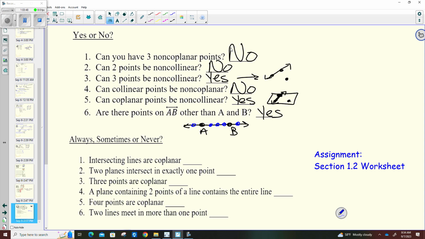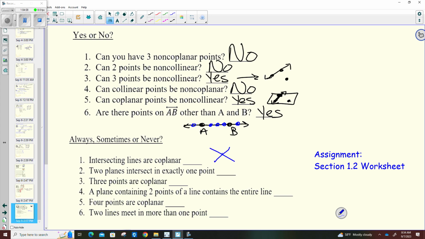Okay, so there's lots of different points on line AB. A and B were just the 2 we chose to give a name to help us name the line. All right, now we got always, sometimes, and never. Intersecting lines are coplanar. 2 lines that make an X. Do they have to be in the same flat surface?